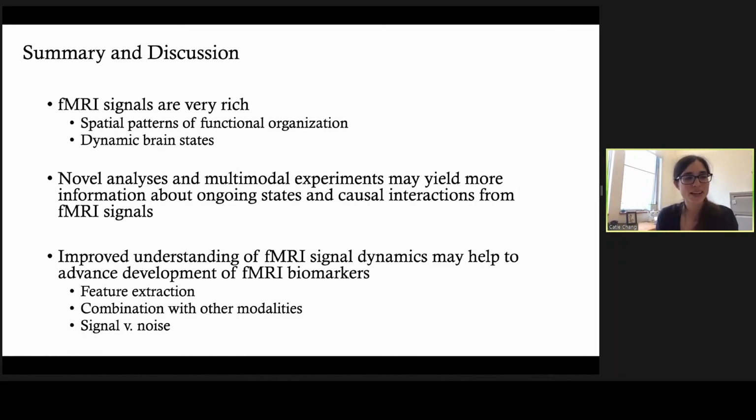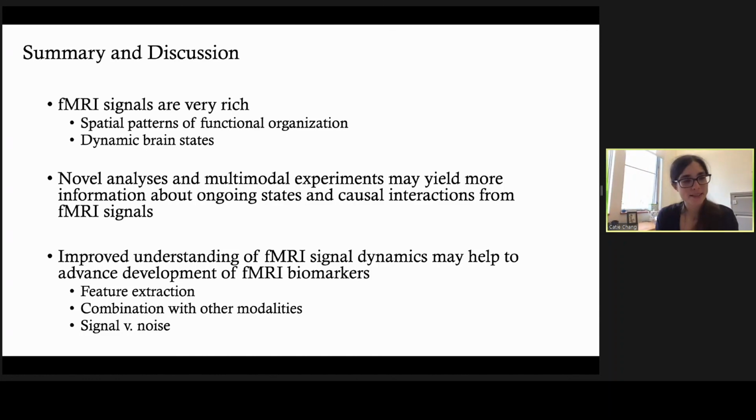For example, if we start to look at fMRI dynamics, there are many potential features that we can consider, and how can we best identify those which might provide the clearest markers in certain brain disorders? Also, fMRI is a hemodynamic signal, and so how can we best combine that with other non-invasive or invasive technologies to increase the overall information we can obtain about the brain?